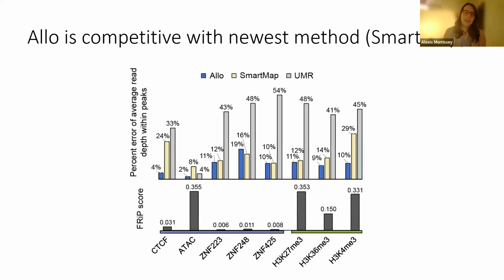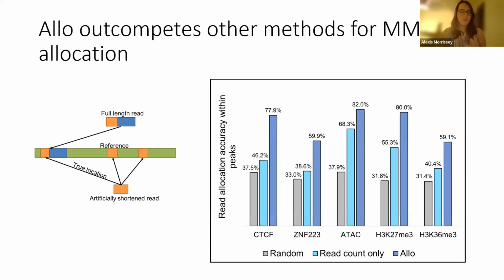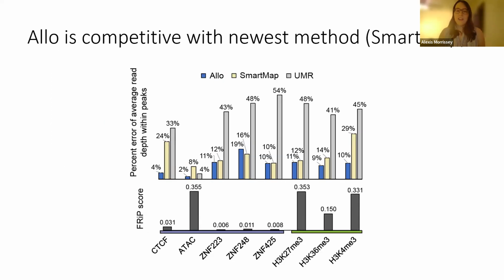The next thing we looked at is we wanted to compare Allo with the newest method available for multi-map read allocation, which is SmartMap. The problem with SmartMap is it outputs a bedgraph file, meaning we don't have the resolution to do this type of one-on-one comparison. So the best thing we can do is we looked at percent error of average read depth within the peaks. So if a peak was supposed to have an average read depth of 10, how close was it to that based off of our ground truth? And so as you can see here, Allo outcompeted SmartMap because it had a lower percent error or a similar percent error in every single data set that we looked at here.